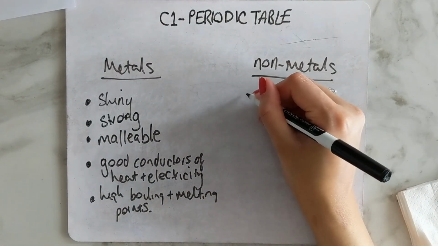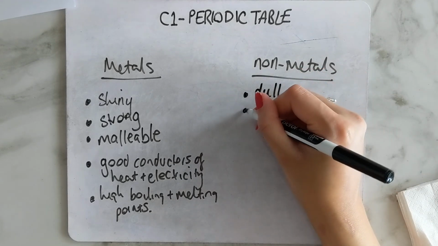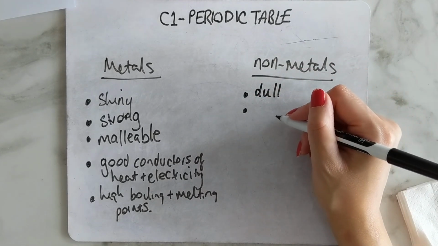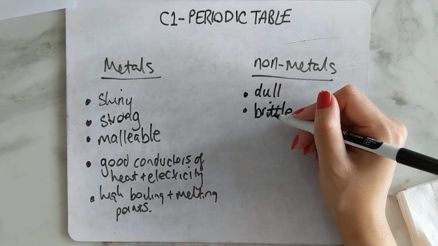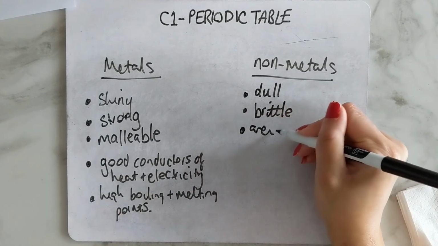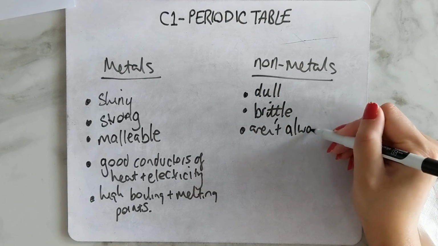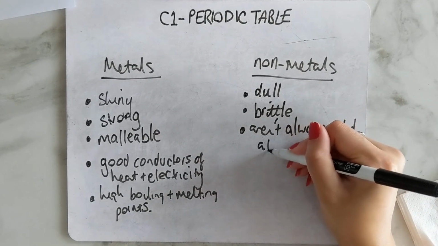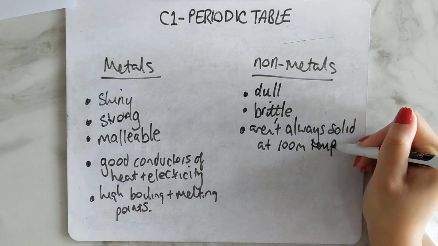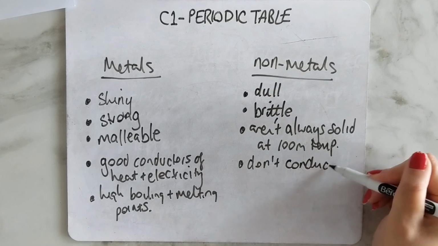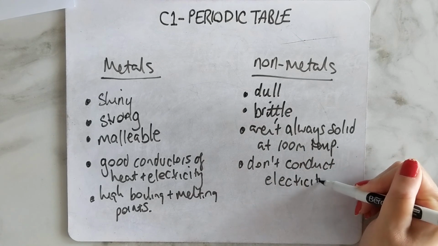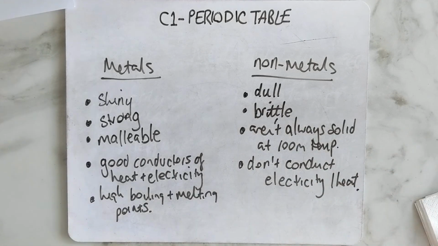Okay, so non-metals tend to have a dull look about them. They're not shiny like metals. We can say that they're brittle, so that they break easily. They aren't always solids at room temperature. And they don't generally conduct electricity or heat. Okay, so you can see some pretty clear differences there between metals and non-metals.